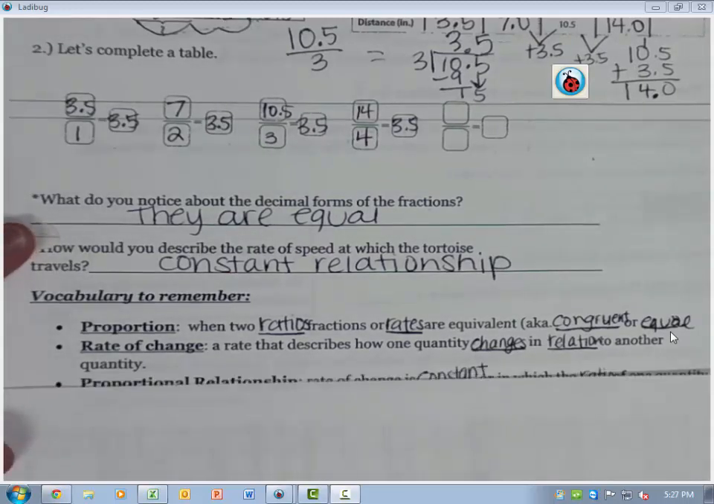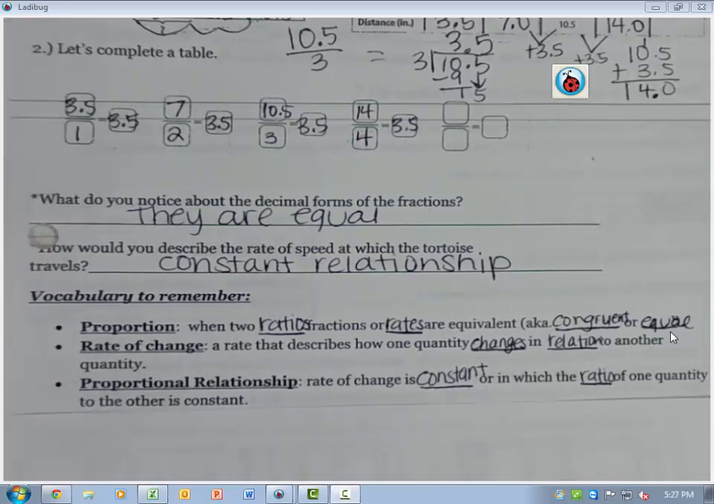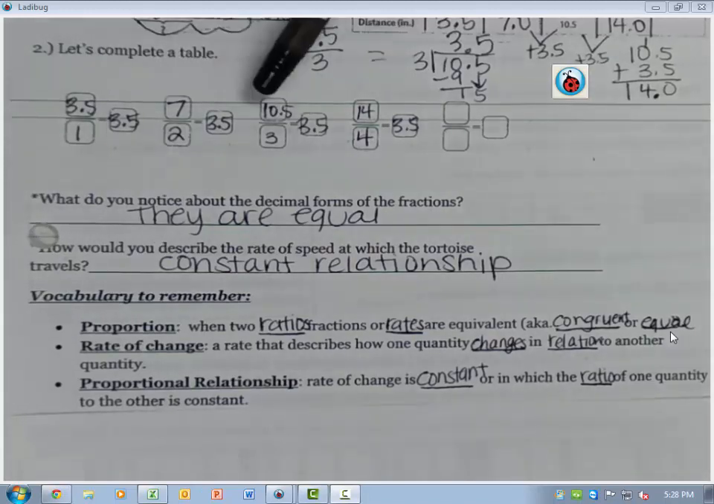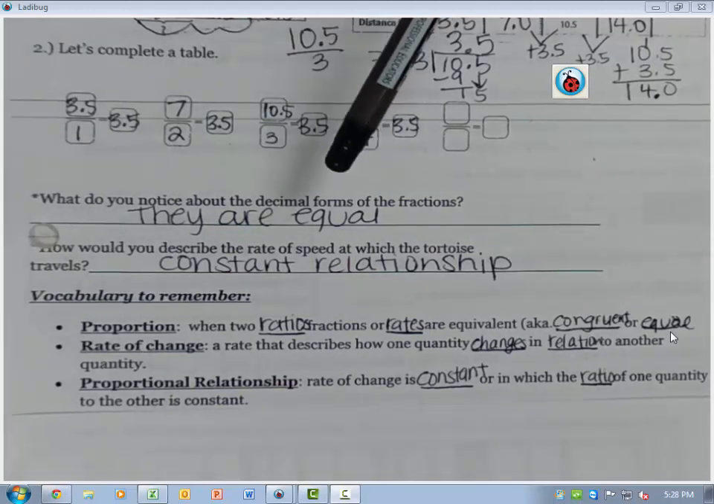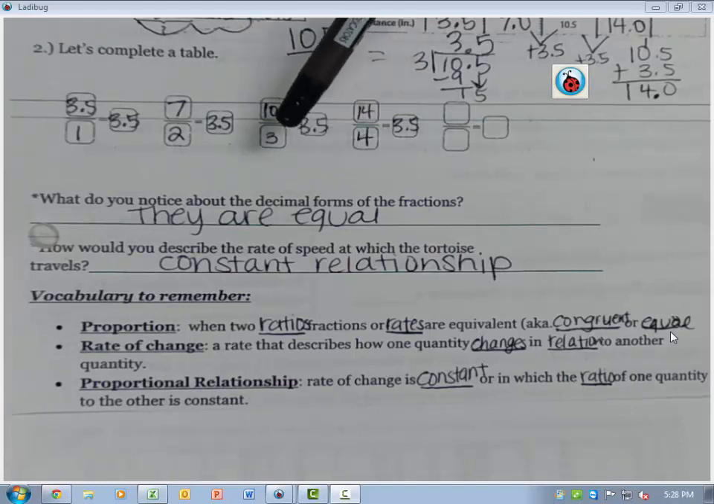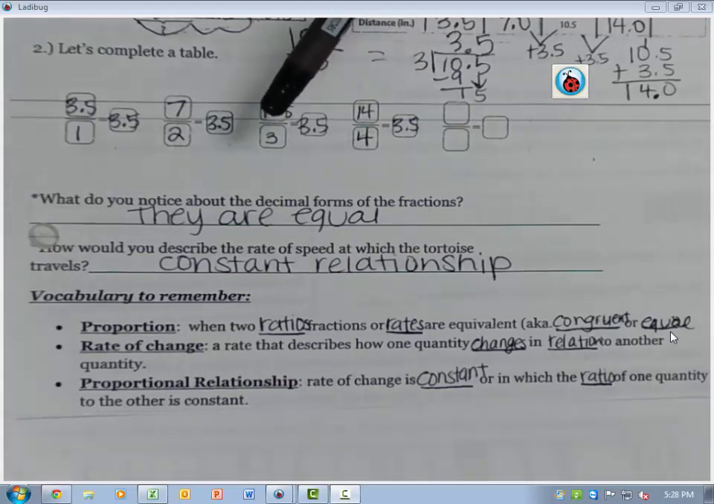Okay, proportional relationship. Rate of change is constant, or the ratio of one quantity to the other is constant. So you have a relationship with your mother, right? Or a friend. Relationship means that we're in relation with each other. So all these fractions or ratios have a proportional relationship to each other, because when you divide them, it all comes out to the same constant rate.